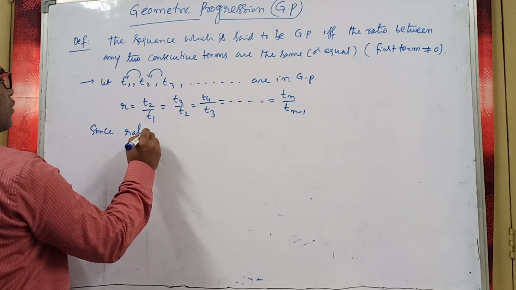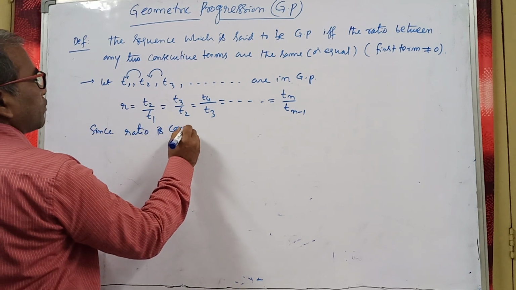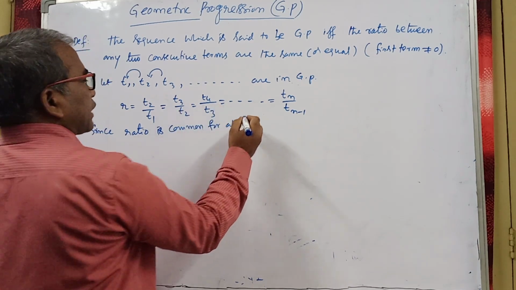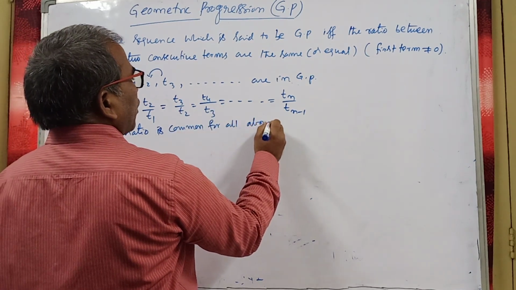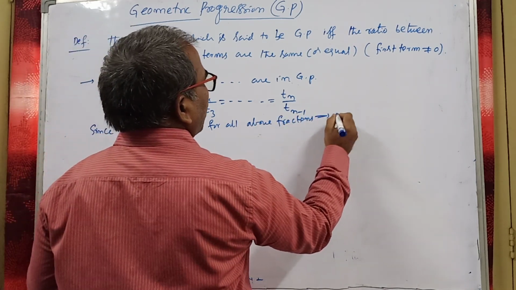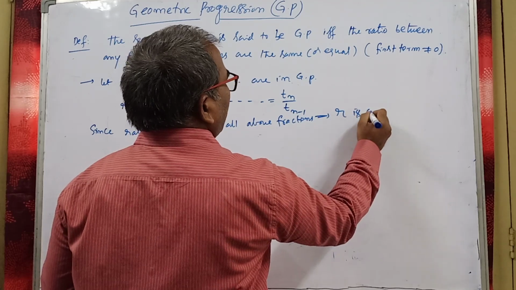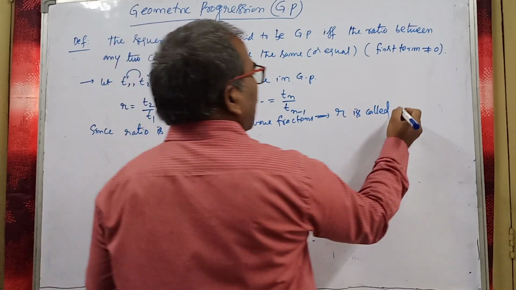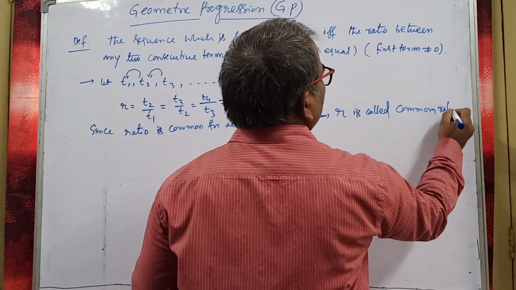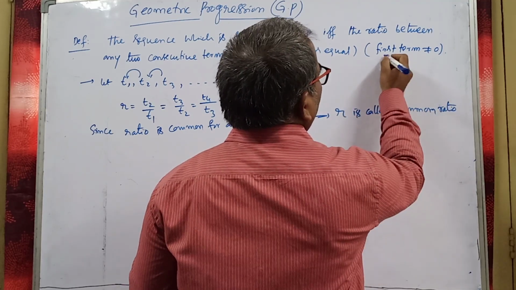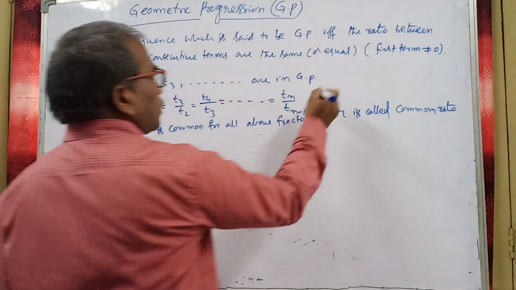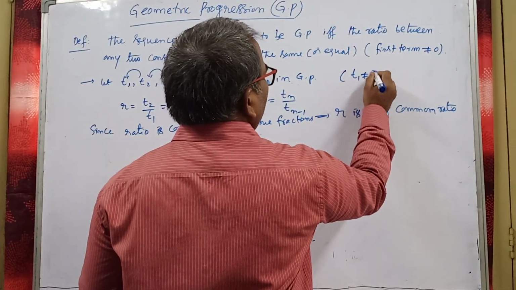Since the ratio is common for all the above fractions, therefore R is called the common ratio. R is called what? Common ratio. Here the first term is not equal to 0. So here also T1 is not equal to 0.